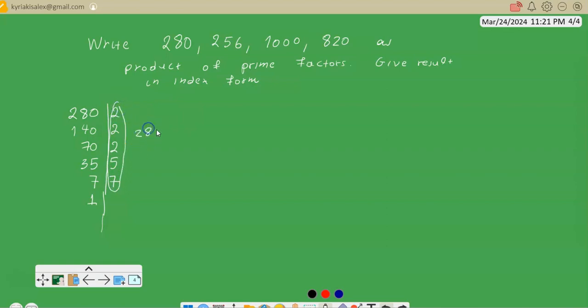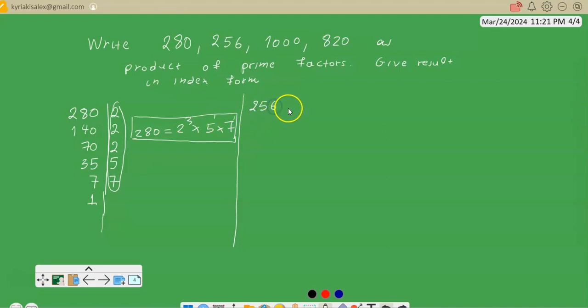So 280 equals 2 to the third power times 5 times 7. Let's see, this gives me 8. 8 times 5 gives me 40, times 7, 280. This is my result here. So we write 280 as a product of prime numbers in index form. So the indices here are 3, 1, and 1.